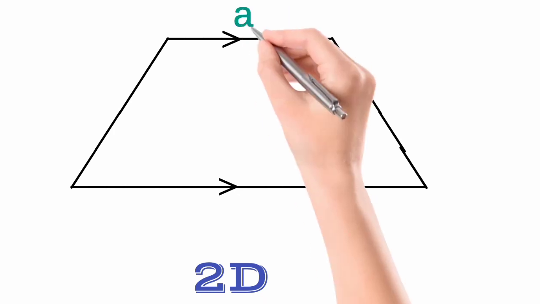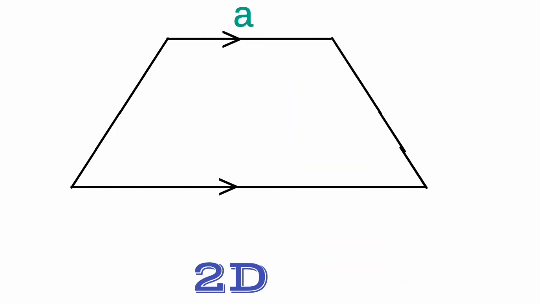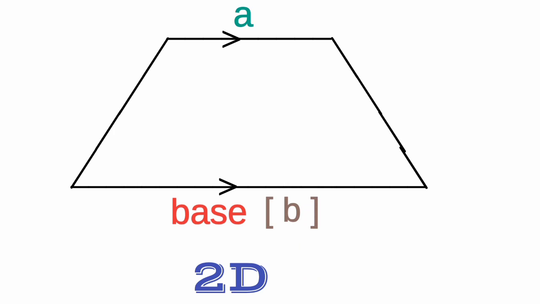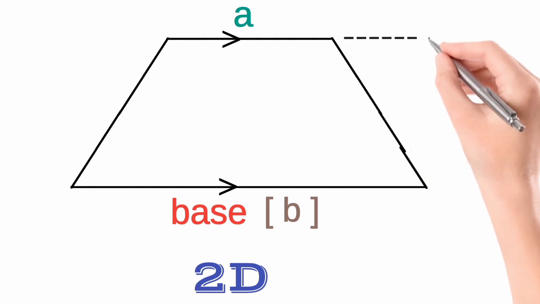Both the upper and the lower side are bases, but the upper side is given a label as A to differentiate it from the lower parallel side. The spelling of base begins with B, so we call the bottom side B. Normally, the bottom side is considered to be the original base. That's why I gave it a label as B.